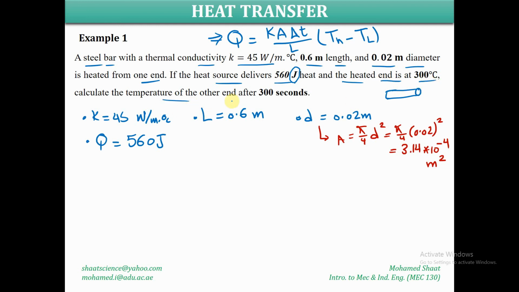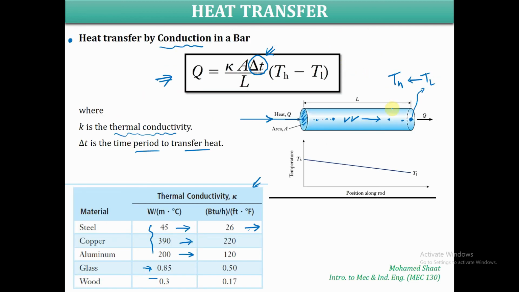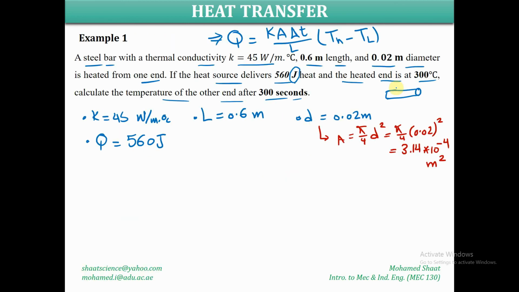Calculate the temperature of the other end after 300 seconds. Or in other words, we could say that this bar is already at a temperature of 300 degrees Celsius. So this will be counted as a low temperature.